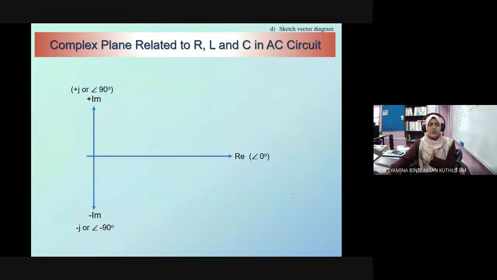Okay, macam mana kita nak lukiskan RLC circuit di dalam phasor diagram. Ini adalah impedance, positive impedance, Z. Kita boleh tulis ZL pun boleh, ZC pun boleh, XL pun boleh, XC pun boleh. So positive impedance, negative impedance, resistance.